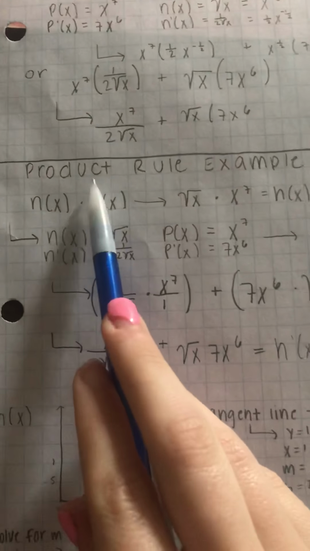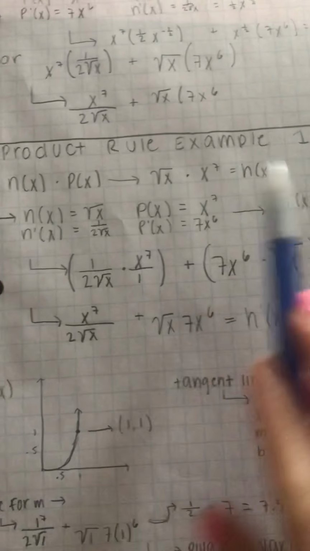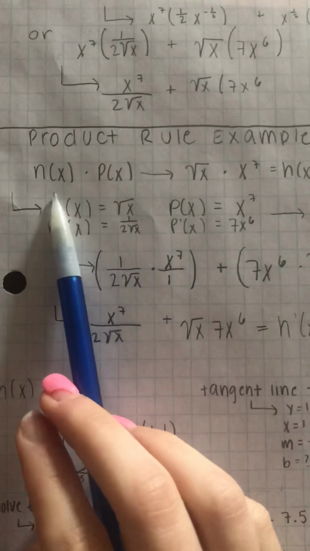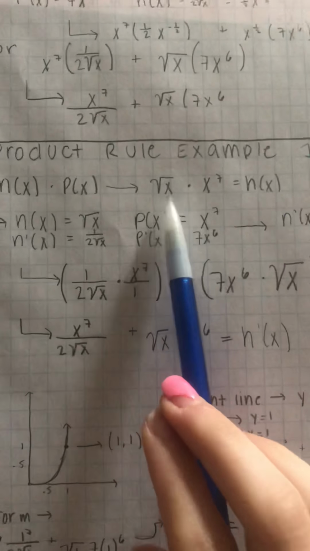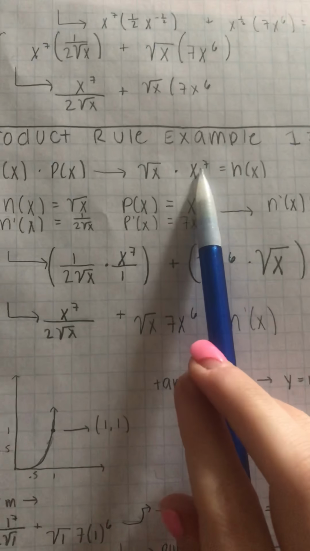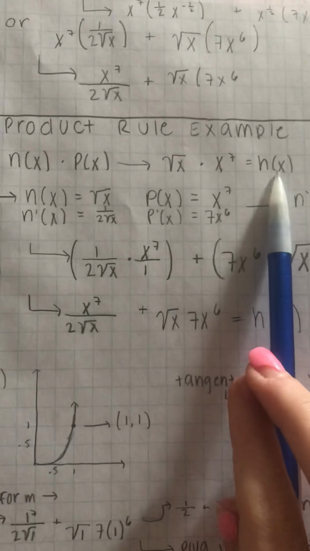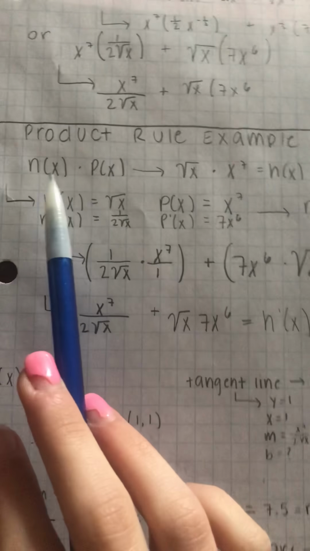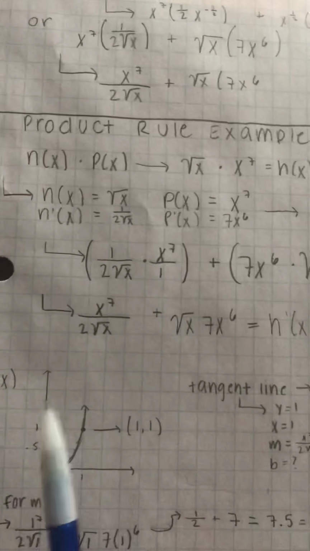Alright, so this is my first example of the product rule equation. So I did n of x times p of x, and my n of x was the root of x, and my p of x was x to the power of 7, and I defined this as h of x. First thing I did, as per usual, is to define n of x and p of x and their derivatives.